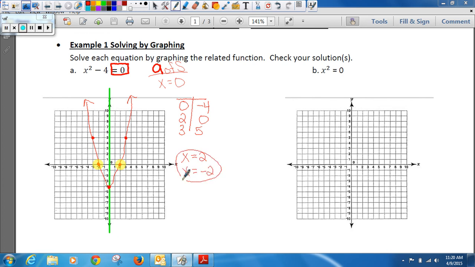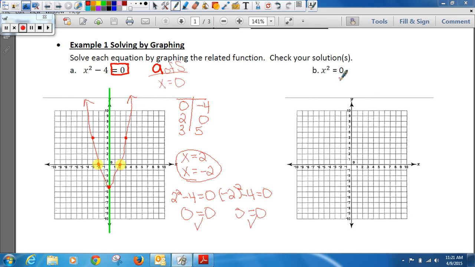And then you want to check your answers. To check it, you sub it into the original. 2 squared minus 4, does that equal 0? 2 squared is 4, 4 minus 4 is 0. 0 equals 0, so positive 2 checks out. Then you check out the second solution, negative 2. So we have negative 2 squared minus 4, does that equal 0? Negative 2 squared is 4, 4 minus 4 again is 0, does equal 0, so both of those check out, and those are my 2 solutions.